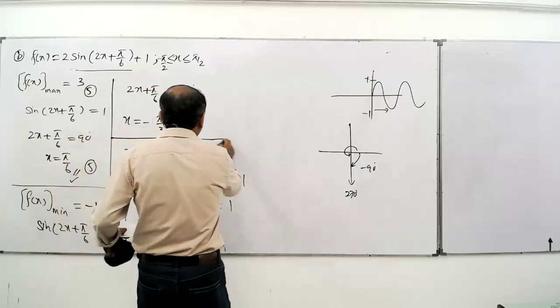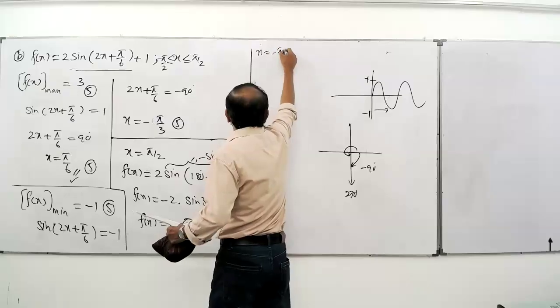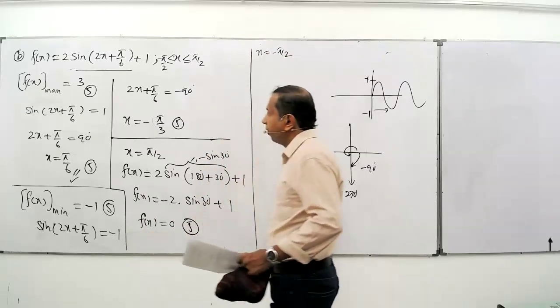Second, x equals minus π/2. Right. We have to find the y.